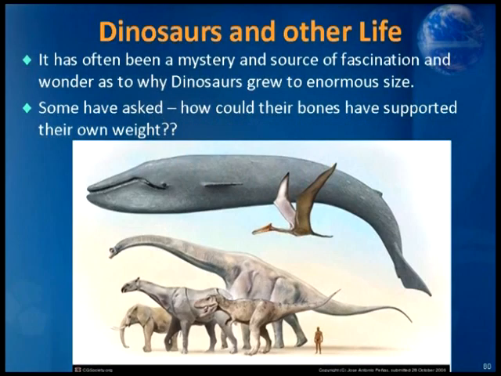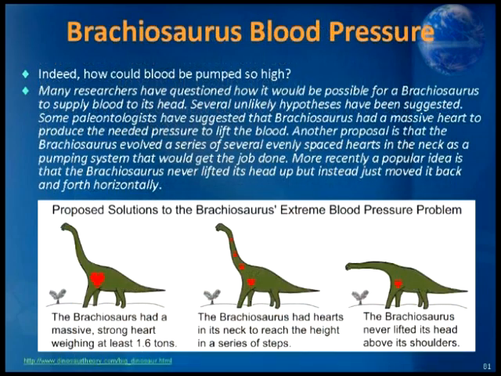Walking with dinosaurs. It's often been a mystery and a source of fascination and wonder as to why the dinosaurs grew to enormous size. Some have asked, how could their bones have supported their own weight? It's a big problem. And this is a page I found about this. It used to be, I think when I was a kid, this animal was called the Brontosaurus, and they've renamed it for some mysterious reason to a Brachiosaurus, right? So the Brachiosaurus is a bit of a mystery because they said it had a long neck so it could reach up and feed off these tall trees and whatnot.